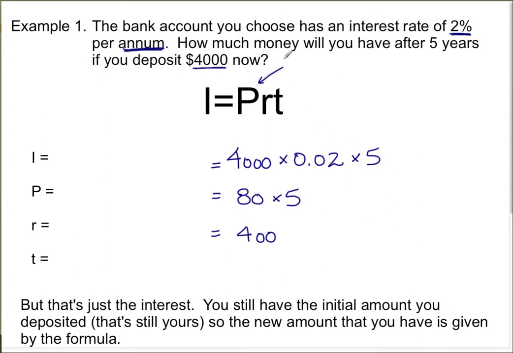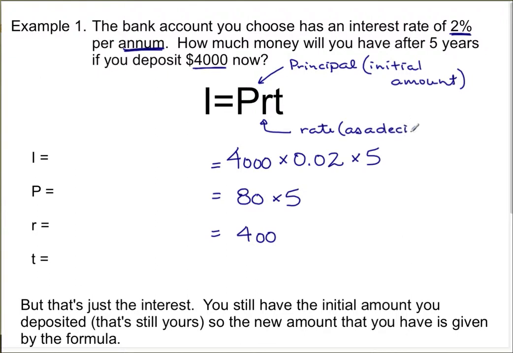P stands for principal. Principal is the amount you invest in the first place, so the initial amount. Now R is rate, and it is the rate as a decimal. So when it's given to you as a percent, you have to change it into its decimal form. And T is time, and since the interest rate is always given as a year, the per annum thing, this is time in years. And you'll see that I actually filled those in down there.